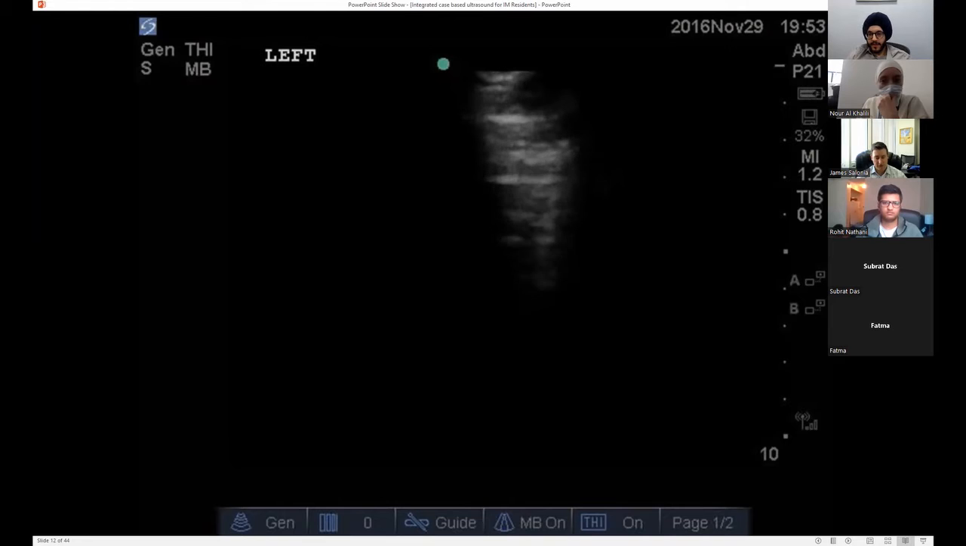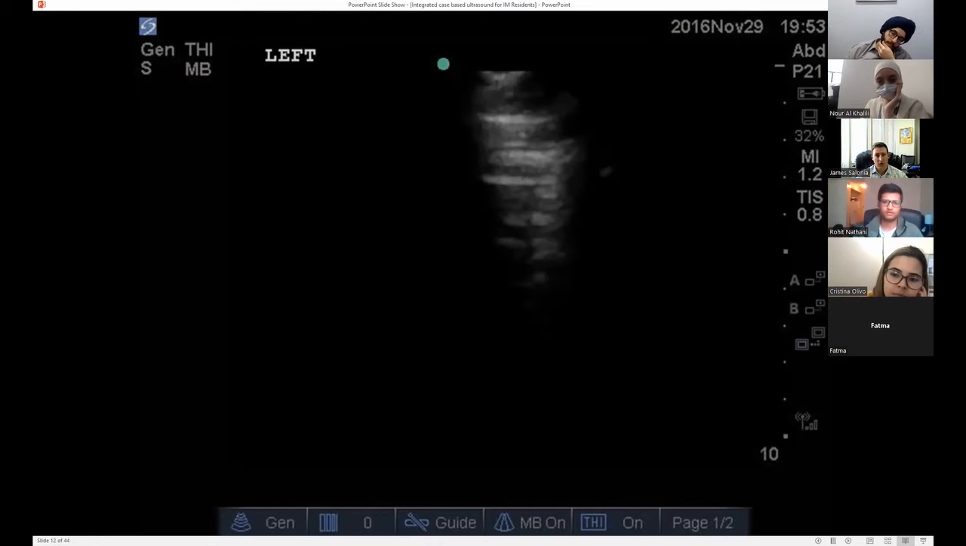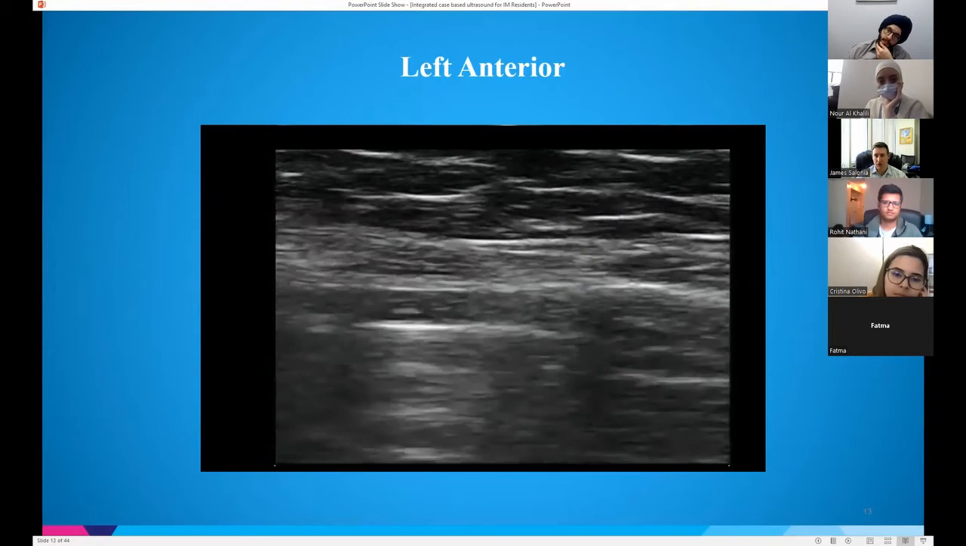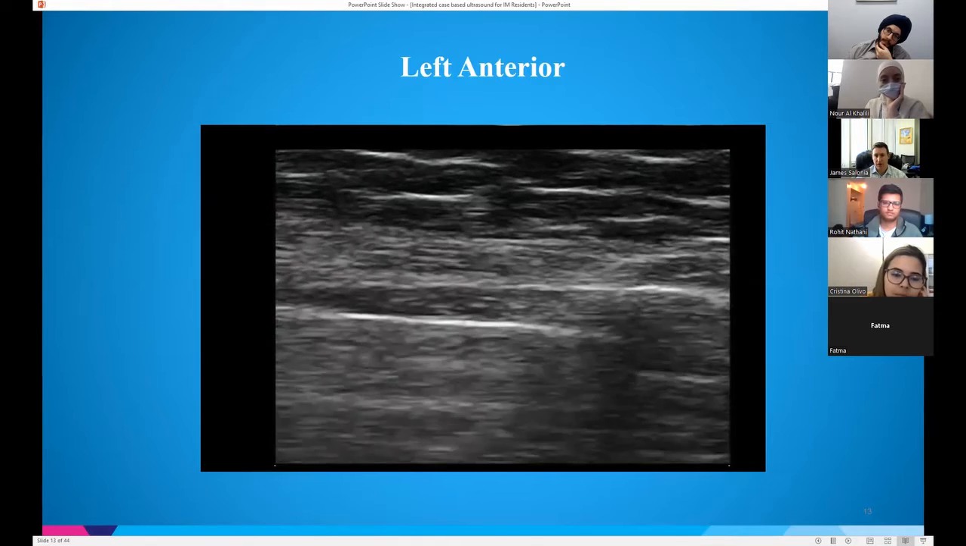What do we think? Also like A lines, but I don't see lung sliding in this view. So good. So what are you concerned about? Pneumothorax. All right, excellent. So what would you want to do next to get a better view of the pleura? Put it on M mode. Okay, so let's zoom in and then maybe do M mode. So now we're zooming in a little bit.